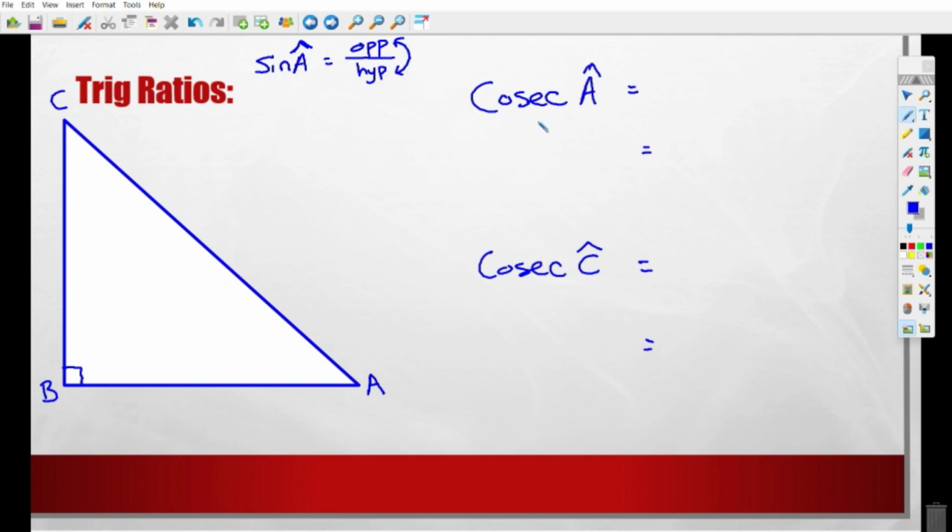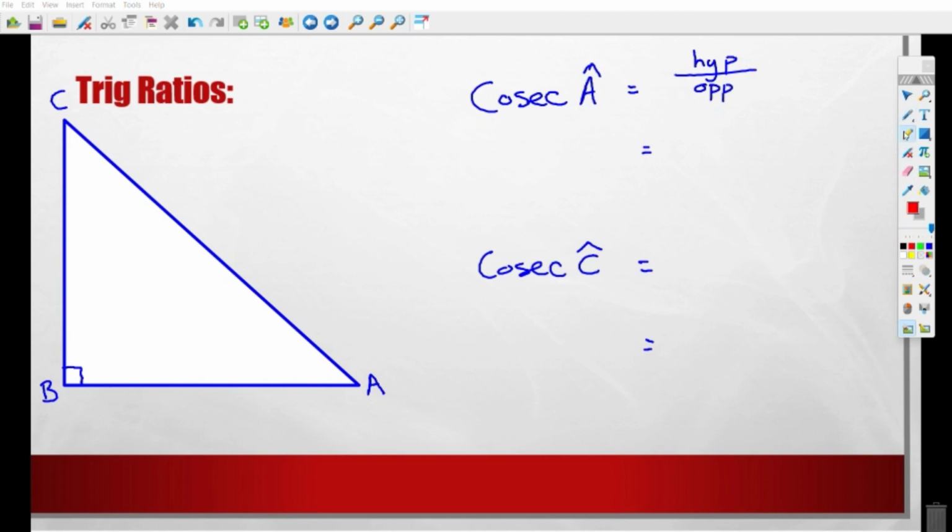All right. So if cosec of A is the reciprocal of sine of A, what do you think it's going to be if I'm switching these two around? Good. Hypotenuse over opposite. So I'm just switching it. So if I look at cosec of A, and we know that it's hypotenuse over opposite, what are we going to say here?